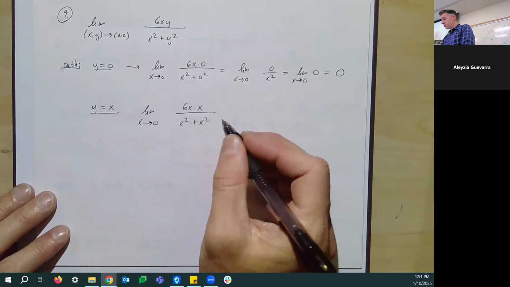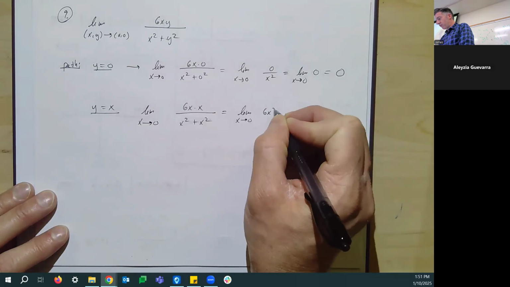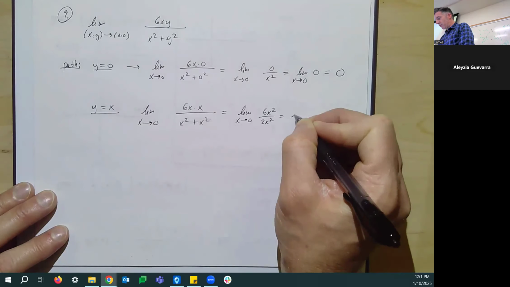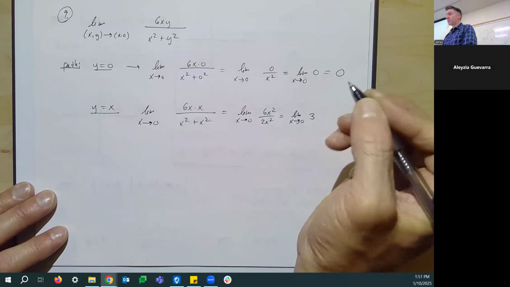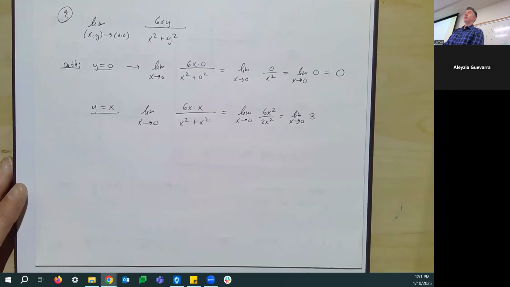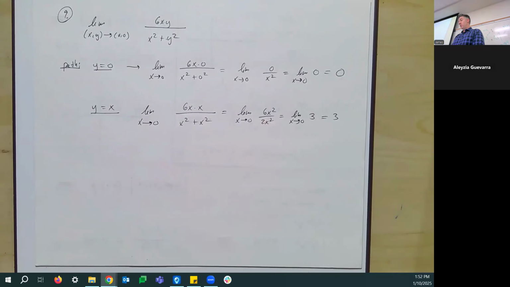Simplifying this, you get the limit as x approaches 0 of 6x squared over 2x squared, which is the limit as x approaches 0 of 6 divided by 2, which is 3. And once again, the limit of a constant is just that constant. And since those two limits along different paths have different values, the overall limit does not exist.